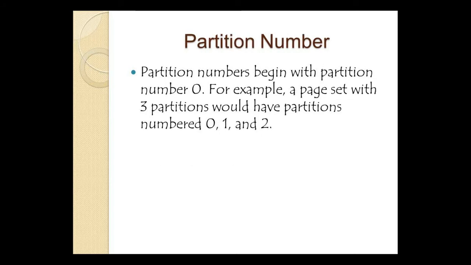So the partition number in an RID, based on the page number, always starts with 0. It is not related to a table where you have partitions starting from 1 to 4096, but in an RID, the partition number always starts with 0. So if your page set has 3 partitions, the numbers would be 0, 1, and 2.